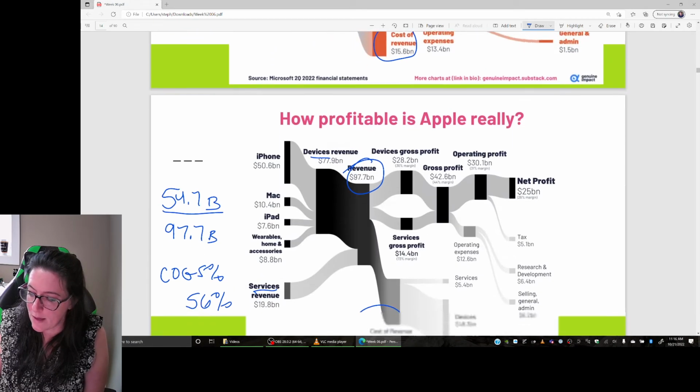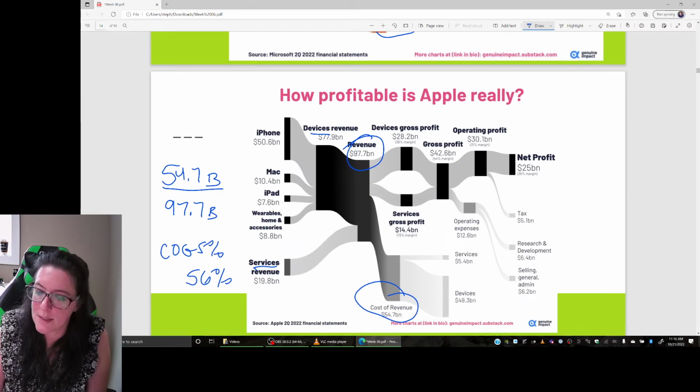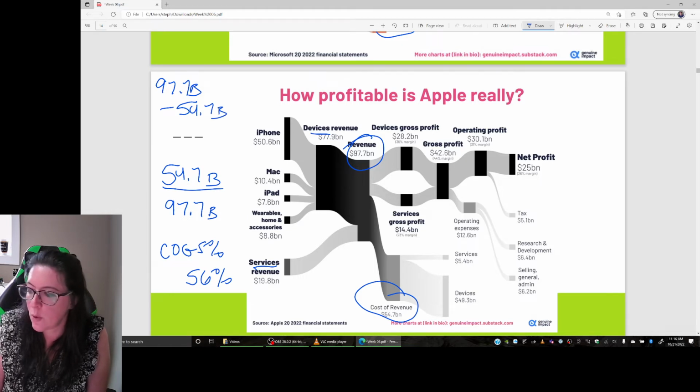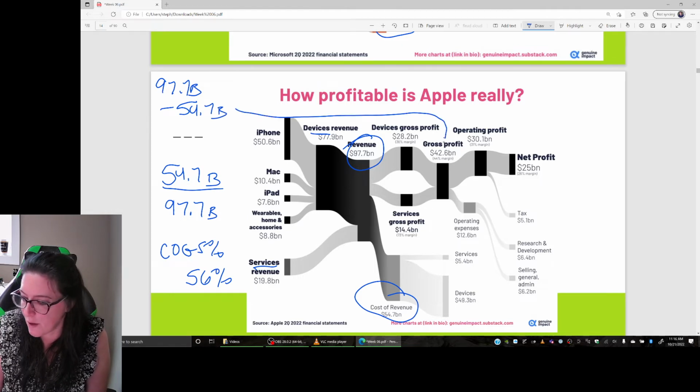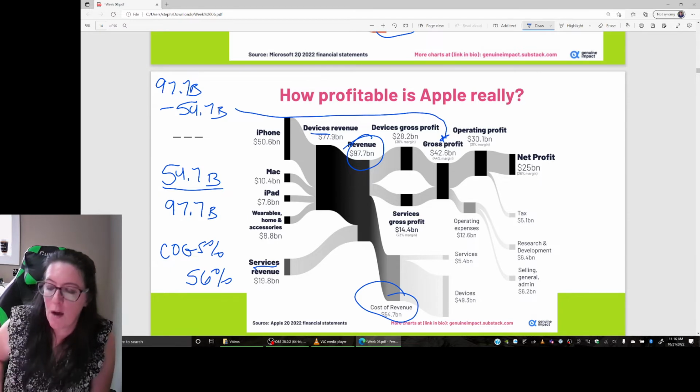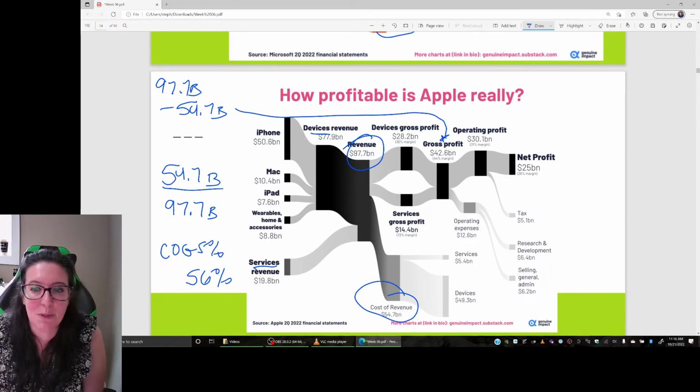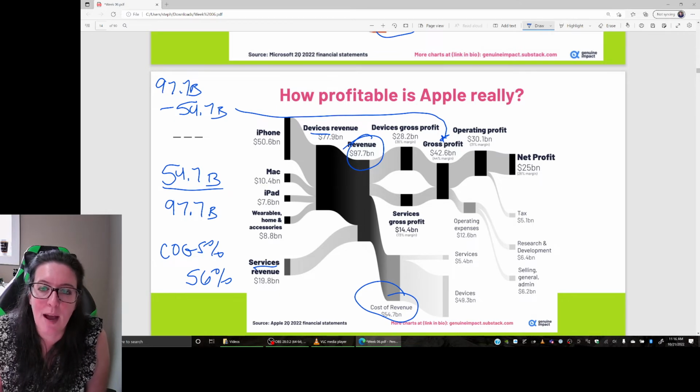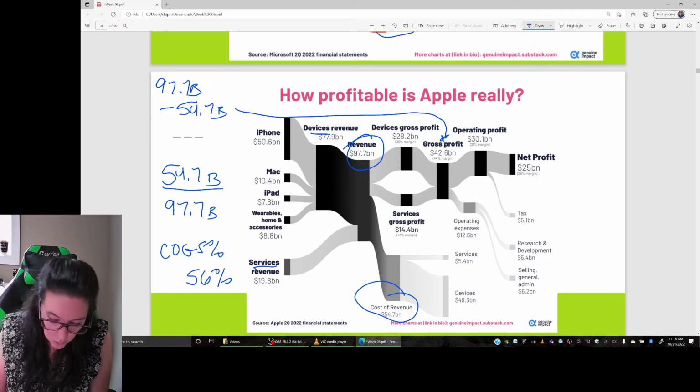In comparison, if we're looking at Apple, we need to take our 97.7 billion, subtract our 54.7 billion, and you're going to get gross profit here of 42.6 billion. So notice in this visual here, we've actually broken out the gross profit into the amount in gross profit for services and those for devices.